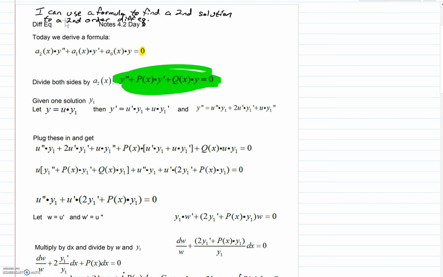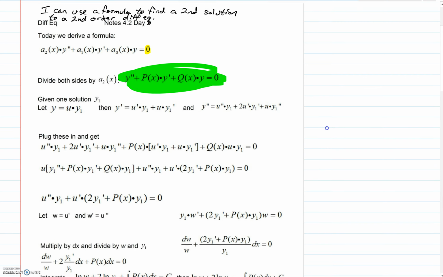Differential equations, we're in section 4.2, day 2. Today we're going to derive a formula, and it's to help us solve a second order homogeneous differential equation. It's going to be very much like a formula that you have used in the past, like the quadratic formula. Of course, its appearance will look way different, but it's going to have a similar impact. It can speed things up and allow you to get answers rather quickly.